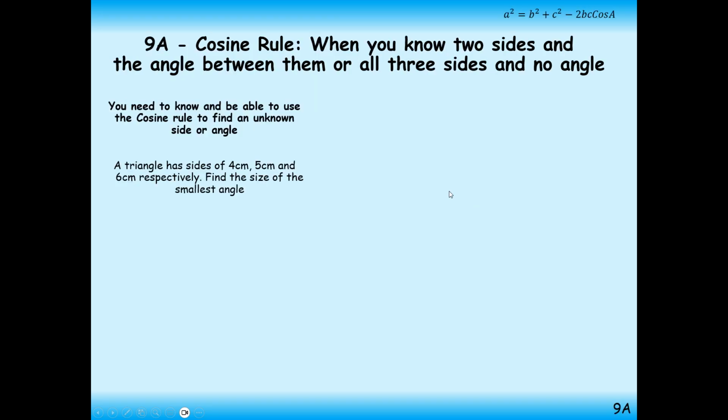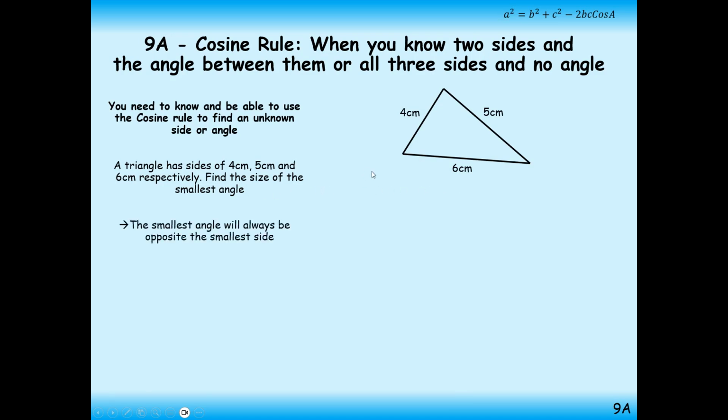So, here's another example. We have three sides of the triangle. So the smallest angle. They didn't even tell us which angle they want. You have to use your understanding of trigonometry. The smallest angle is opposite the smallest side. I see the smallest side is 4, so what they mean is figure out this angle here.